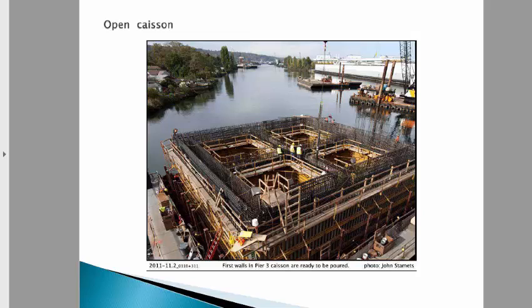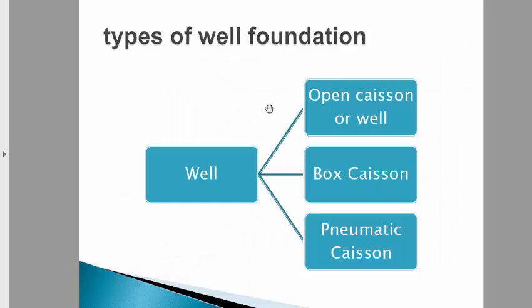So last time we covered well foundations: why the well foundation is provided, under what conditions it is provided, what the main objectives of well foundations are, and we also discussed the types of well foundations. Basically there are three types, as I recall: open Caisson or well, box Caisson, and pneumatic Caisson. What is the difference between these three types? The main difference is during the construction period, which we have already discussed.